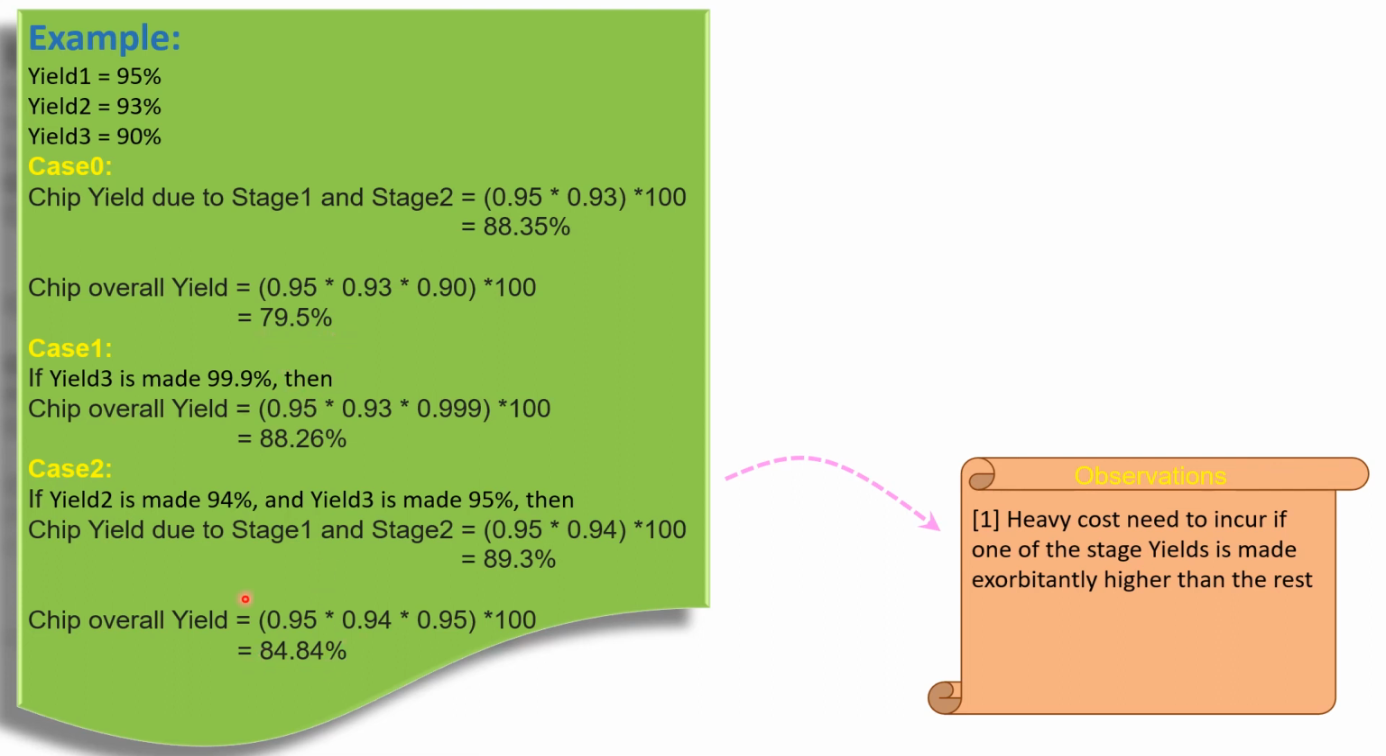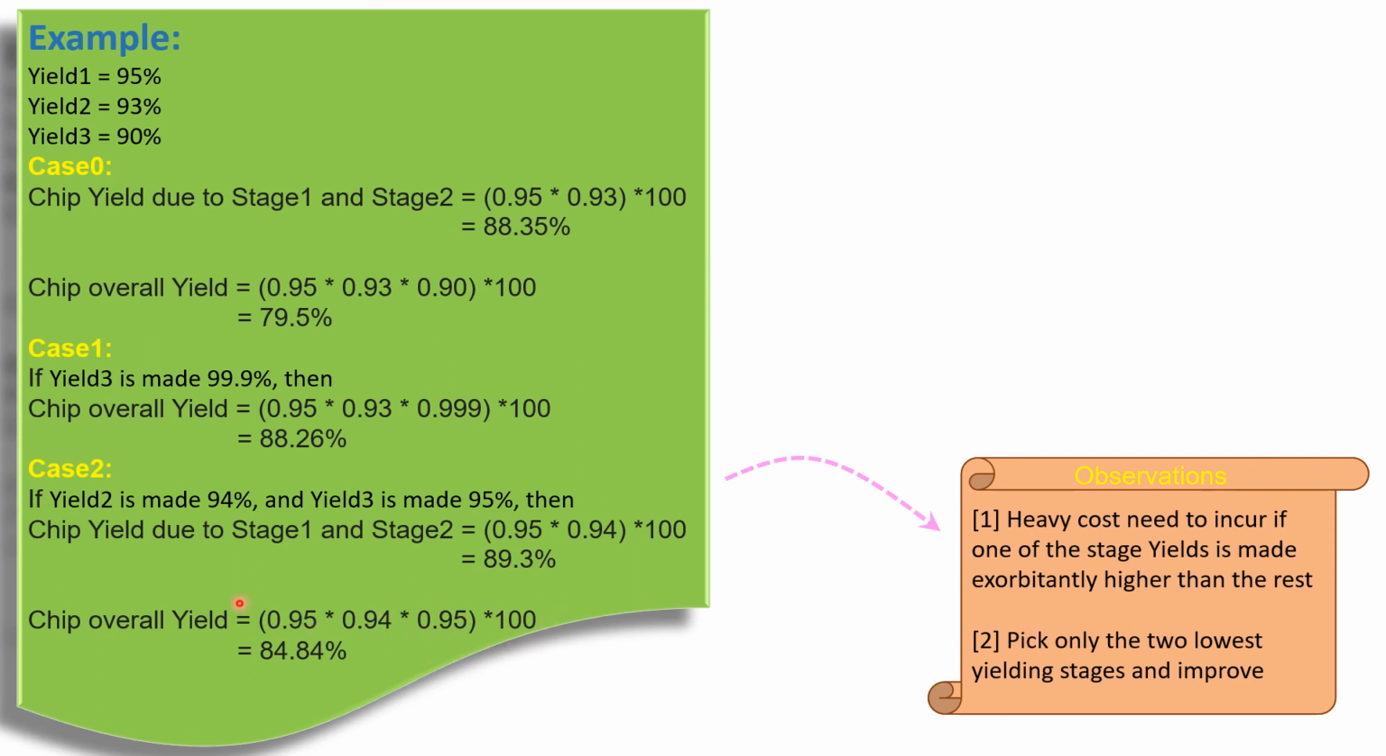And here none of the stages are exorbitantly higher. Definitely it is not as high as case 1, but it is much better than case 0, and this is the most preferred situation because it will involve less struggle. Here they are all made very close to the high value. That means all the stages have almost the same yield value.